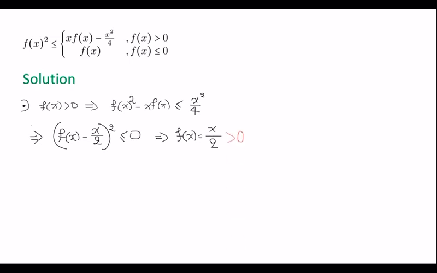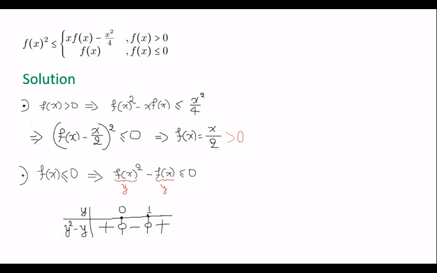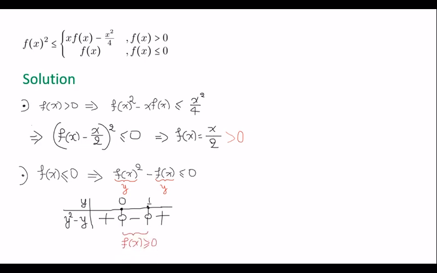Using the inequality that holds when f is non-positive, we find that the value of f(x) must make the quadratic y squared minus y less than or equal to 0. From the sign of the quadratic, we also deduce that f(x) is greater than or equal to 0. And combining this with the fact that we are in the case where f(x) is less than or equal to 0, it follows that f must be 0 in this case.